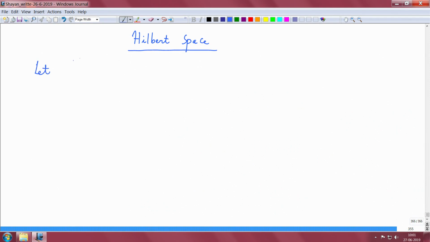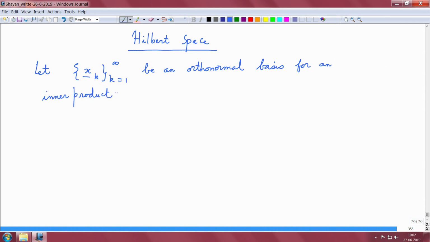Let xk, k equals 1 to infinity, be an orthonormal basis for an inner product space which is given by F, and this space could be possibly of infinite dimensions. It could be an infinite dimensional space.